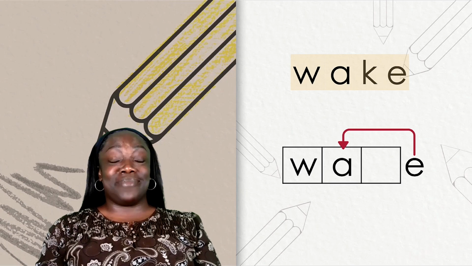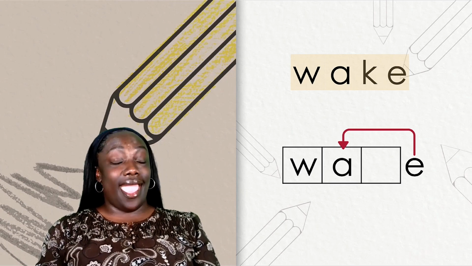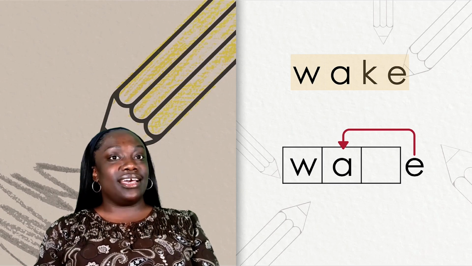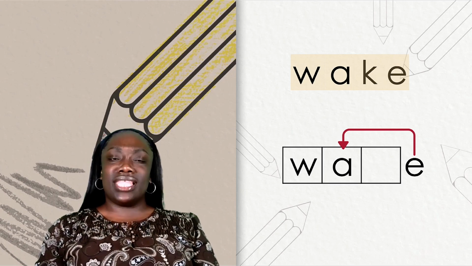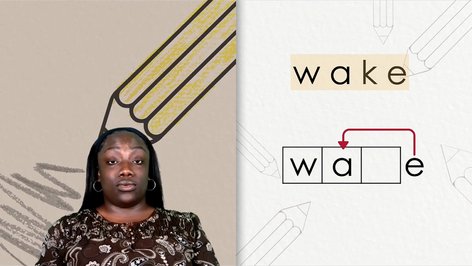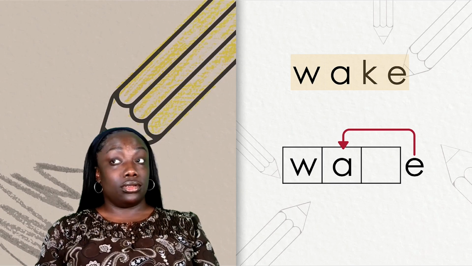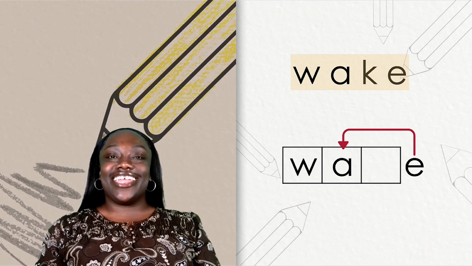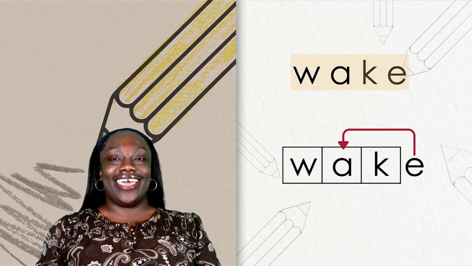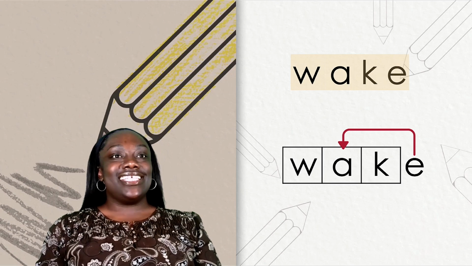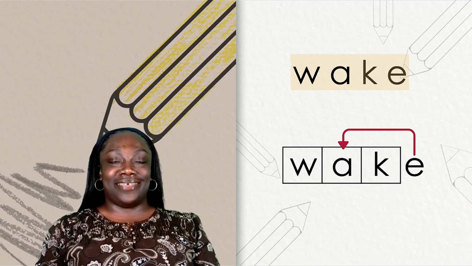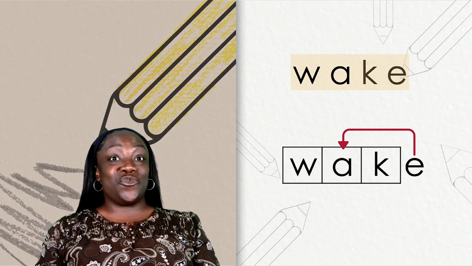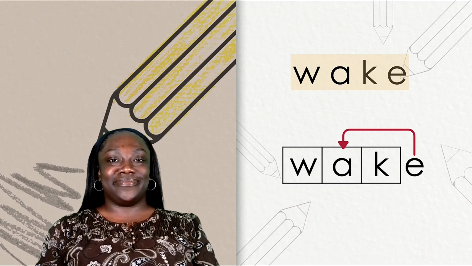It's going to need some help so it doesn't sound like ah. The final sound in wake is K. What letter makes the K sound? The letter K. There's the silent E telling the A to say its name. A. Write down the word wake on your paper.